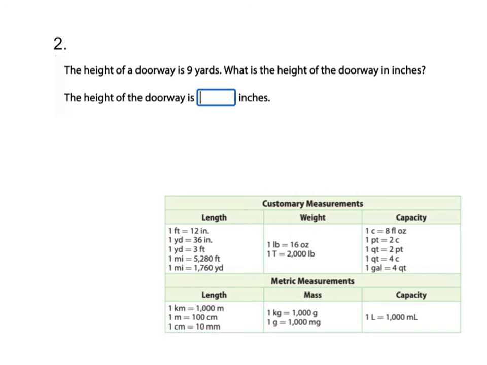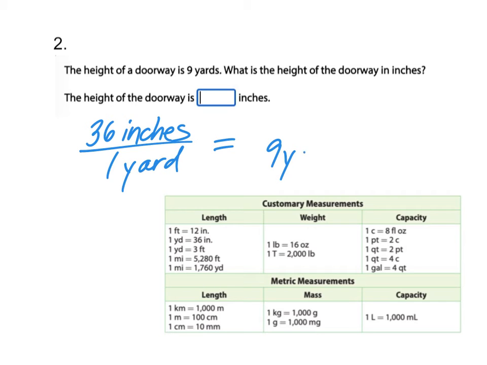The height of a doorway is 9 yards. What is the height of the doorway in inches? For this one, I need to think about how many inches make up 1 yard. So 36 inches make 1 yard. That's my unit rate that I'm going to use. If I have something that's 9 yards, I'm trying to figure out how many inches that is.